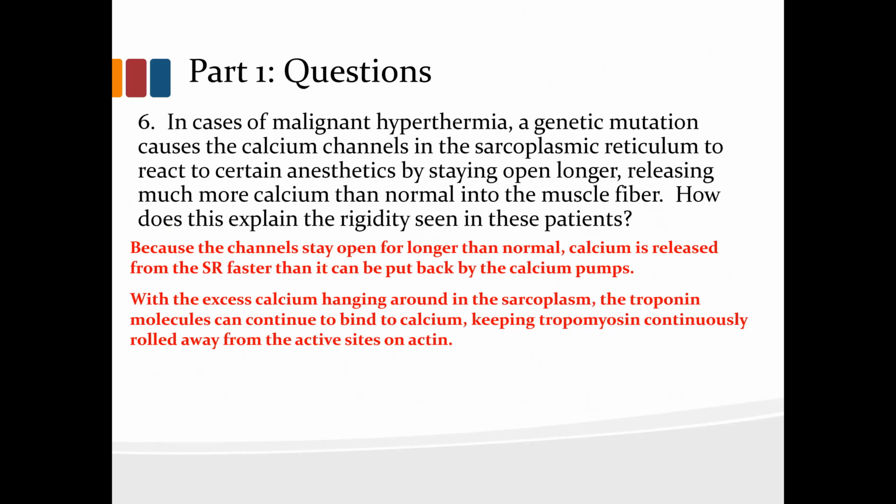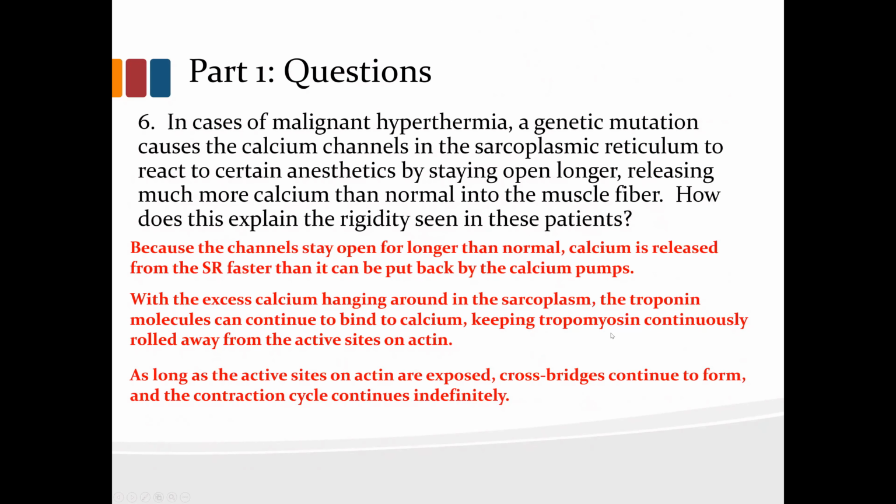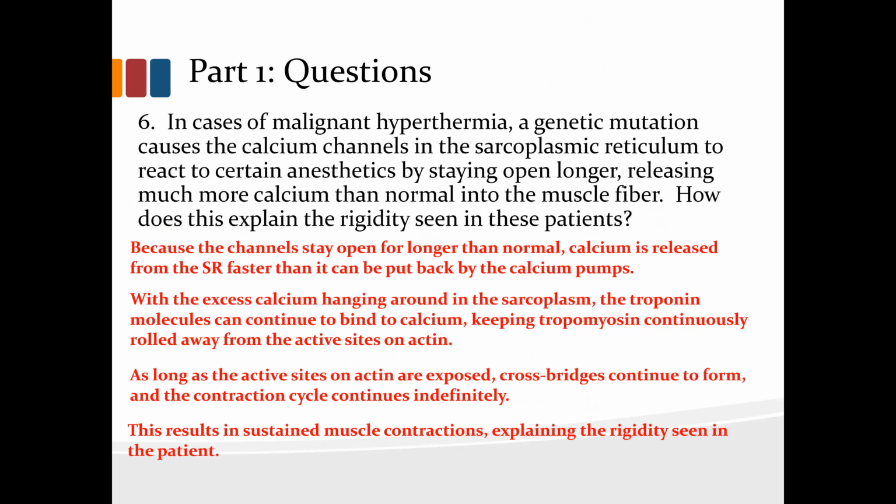And so because we have that calcium that's still in the sarcoplasm, it still binds to the troponin molecules. So the troponin molecules continue to bind to calcium, and this keeps the tropomyosin continuously rolled away from the active sites on actin. As long as the active sites on actin are exposed, the cross bridges can continue to form between myosin and actin, and the contraction cycle that we just described continues indefinitely. This results in a sustained muscle contraction, which explains the rigidity seen in the patient. So basically, all of the skeletal muscles in the patient contract and stay contracted.